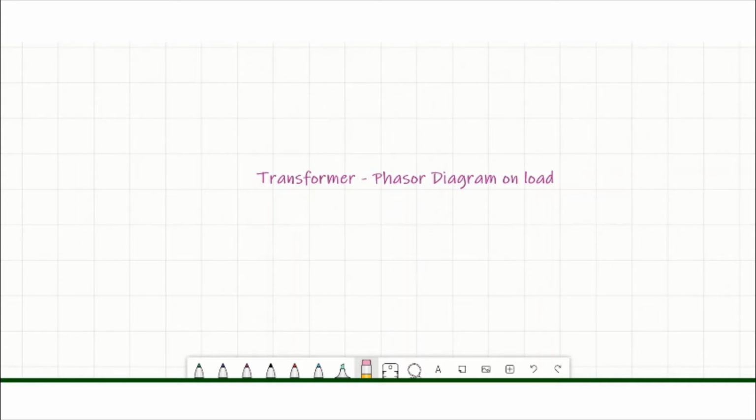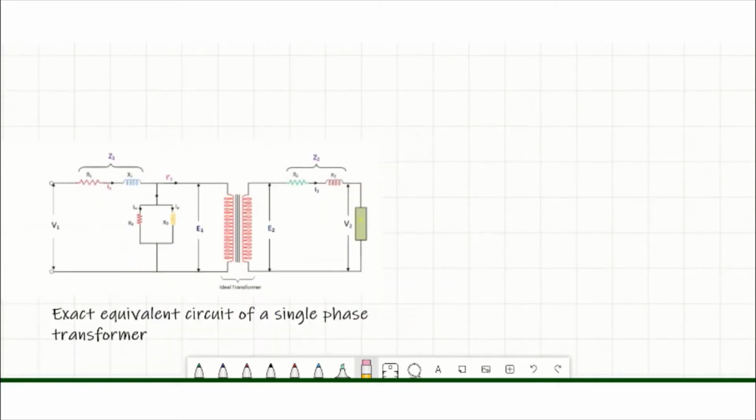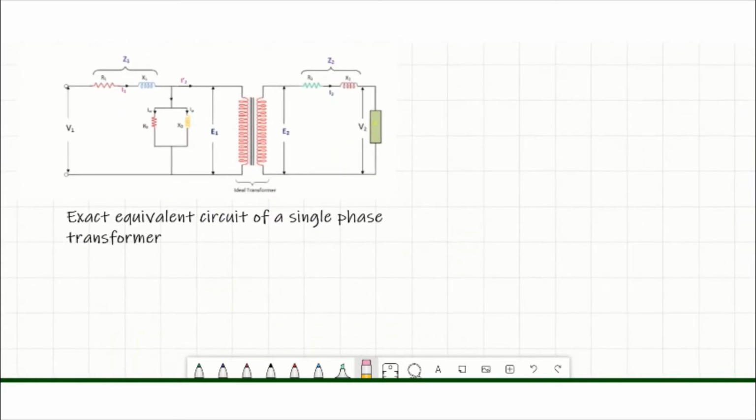Hello everyone, this video is regarding transformer phasor diagram at different load. And before directly going to the phasor diagram, we have to be familiar with the equivalent circuit of the transformer.